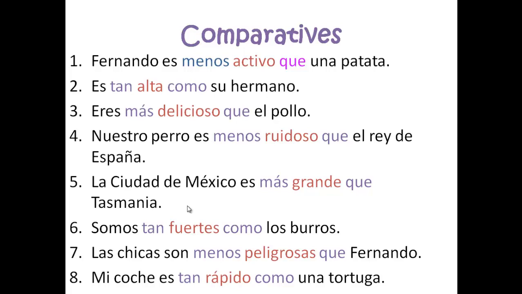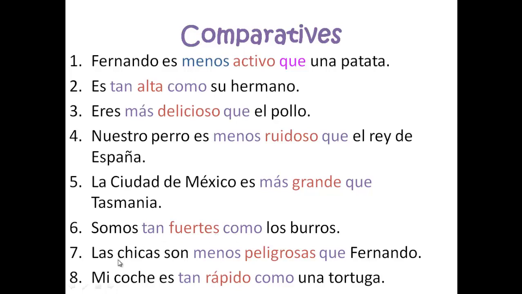Anyway, so Mexico City is bigger than Tasmania, so what we've got here is Mexico City is más grande que, so más, adjective que. Somos tan fuertes como los burros. We are as strong as donkeys. Now, interesting here. Fuertes. Can you see why it's fuertes and not fuerte? It's fuertes because somos is plural. You're saying we are. So your adjective needs to be in the plural form, with that s there.